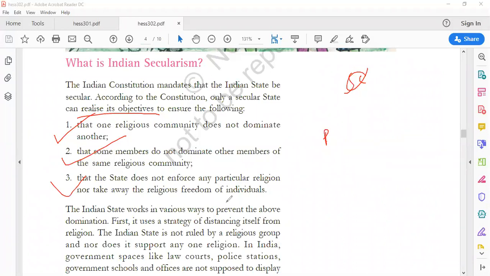What is the Indian secular state saying? One, no religious community can dominate another religious community. Two, some members do not dominate other members in the same religious community. That is inter-religious, and this is called intra-religious domination.